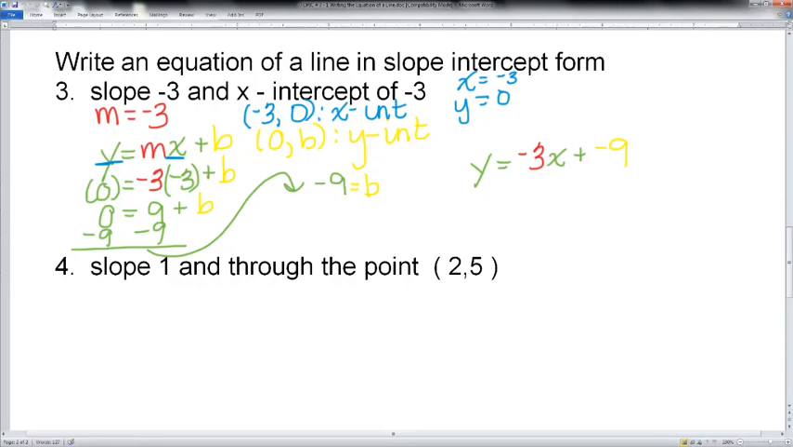Alright, let's try number 4. I have a slope of 1, so my m is 1. And now they didn't give me an x-intercept, they just gave me a point. They gave me the point 2, 5. So I know that my x-coordinate is 2 and my y-coordinate is 5.